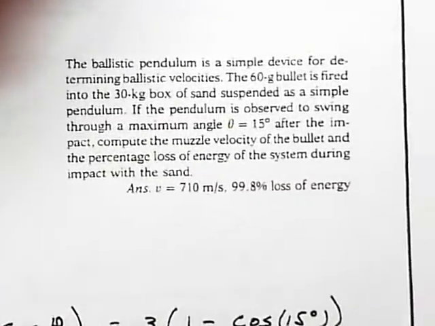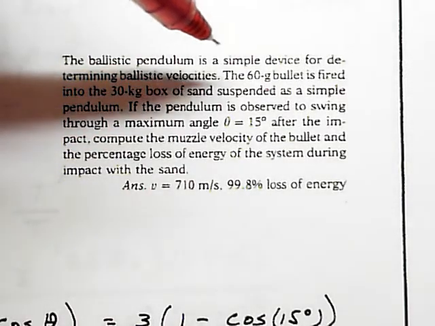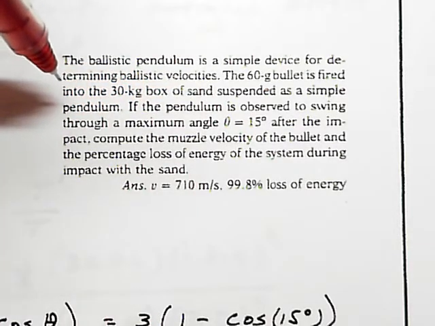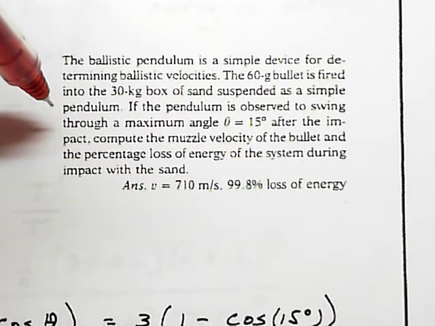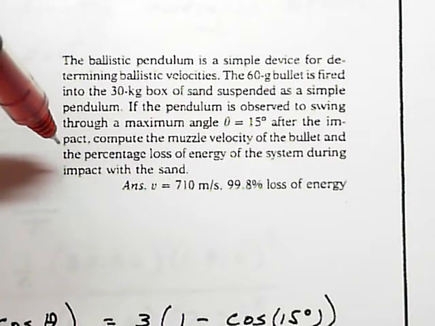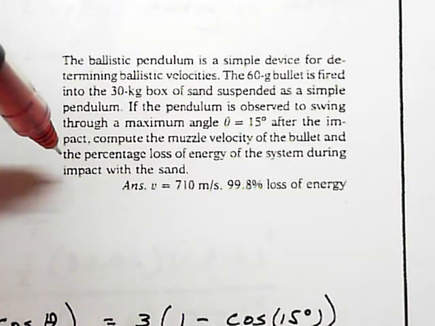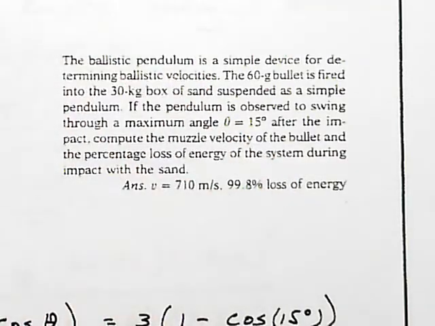Let's look at the words of the problem. It says a ballistic pendulum is a simple device for determining ballistic velocities. The 60-gram bullet is fired into the 30-kilogram box of sand suspended by a simple pendulum. If the pendulum is observed to swing through a maximum angle of theta equals 15 degrees after the impact, compute the muzzle velocity of the bullet and the percentage loss of energy of the system during the impact with the sand. And they gave us a couple of answer numbers.